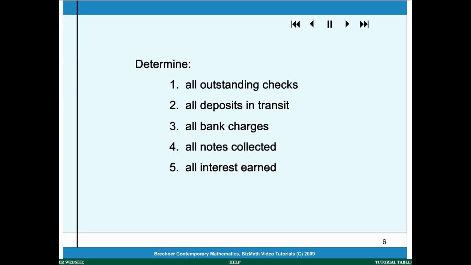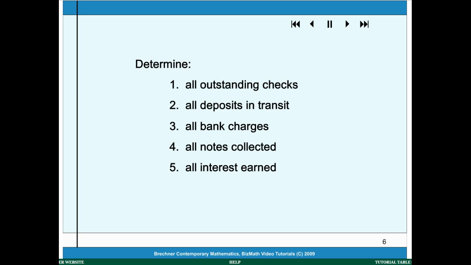In order to reconcile the bank statement, make certain you note all outstanding checks, checks that have been written and recorded in the checkbook but have not cleared the bank yet. Deposits in transit, deposits that have been made after the bank statement was printed. The checkbook knows about them, the bank statement does not.